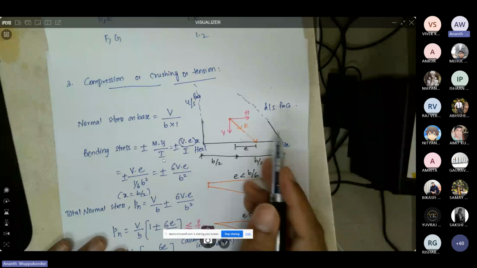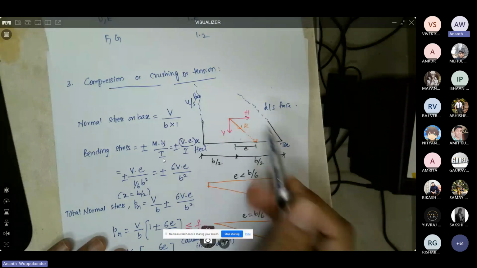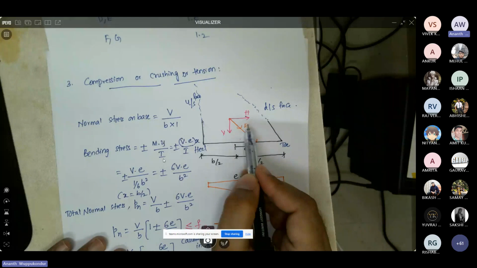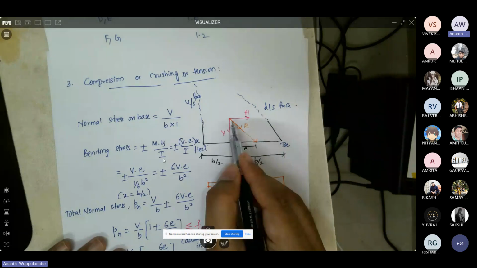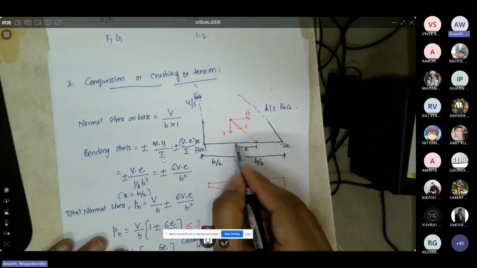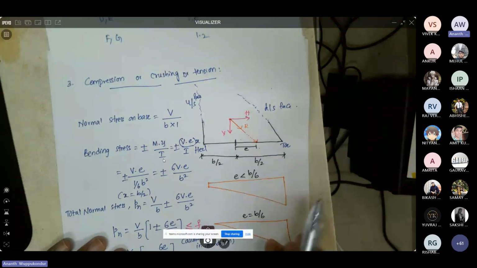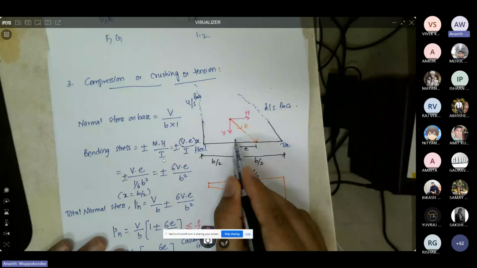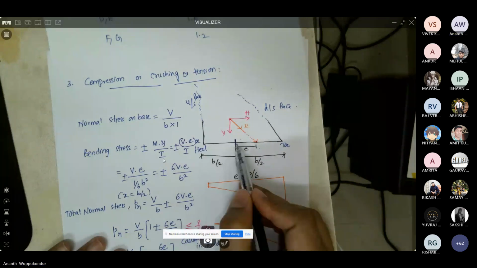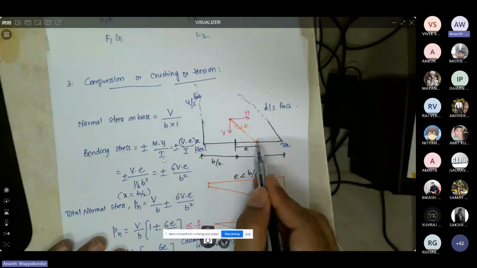So let's say H is the resultant horizontal force and V is the resultant vertical force, and R is the resultant of both horizontal and vertical forces. Now the line of action of R at the base is, let us say, acting at a distance E from the center of the dam or center of the base. From this point, the heel is at a distance of B/2 and the toe is also at a distance of B/2. But the resultant force is acting at a distance E. So E is the eccentricity of the force.